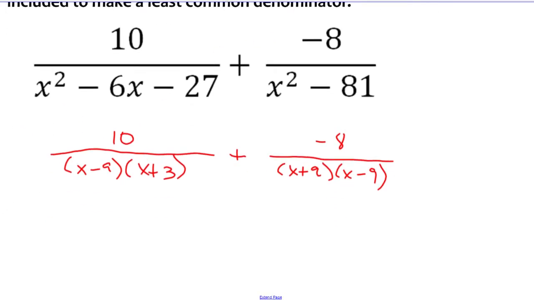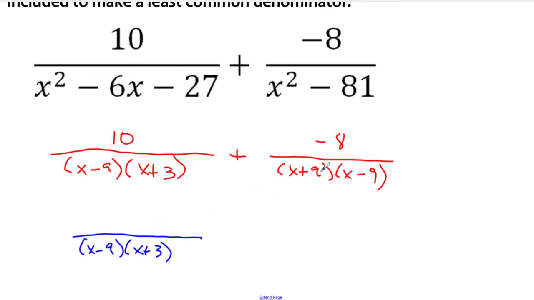So I'm going to look at the first one and say, is there anything that's present in the second one that is missing from my first one? So let's take a look. I'm just rewriting the ones that are there. Nothing's going to disappear. We're just going to add in new factors. So I'm going to look at this one and say, okay, I have an x minus 9. Yep, x minus 9 over there. So that one's good. I have the x plus 3.